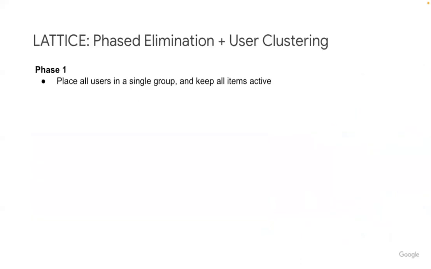In the remaining few minutes, let me go into the algorithmic details of LATTICE. What LATTICE does is combine phased elimination with phased user clustering. Let us try to understand what happens in phase one itself, and if we understand that clearly, then it will be easy to follow the entire algorithm.